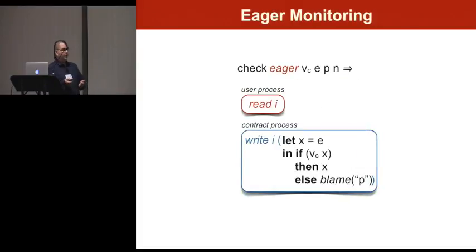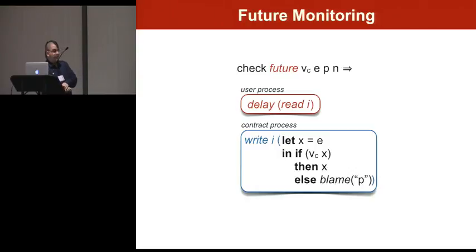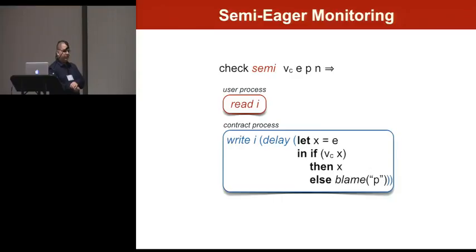So all we have to do to add eager monitoring is abstract this out into two processes, where the user process reads the result of the contract, and the contract process simply writes the result of the contract. And that's all we have to do to make this change. And then for future monitoring, we just delay the read. For semi-eager monitoring, the only change is moving this delay down to the contract check.